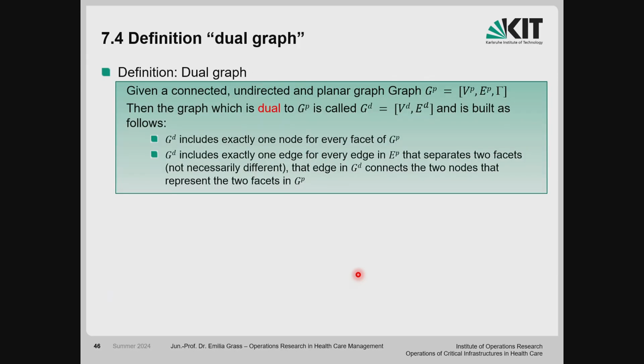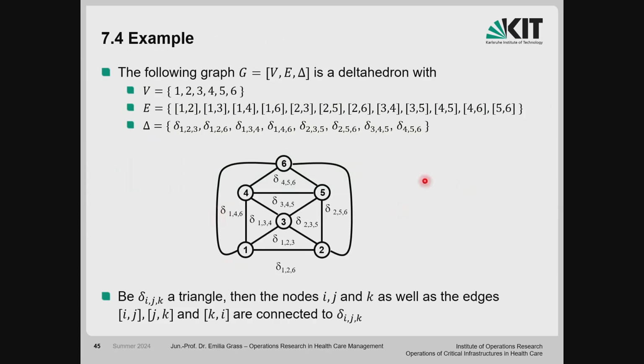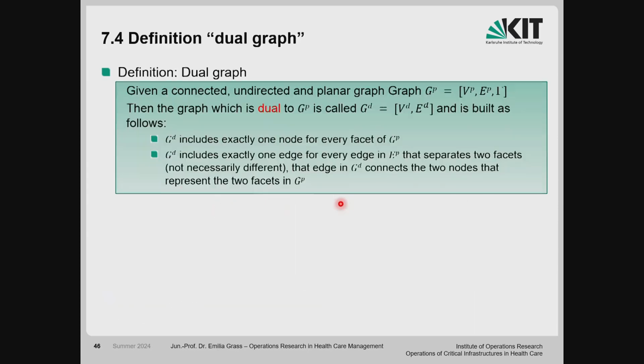Okay, what is a dual graph? So let's assume we have this graph here, consisting of our nodes, edges, and also triangles. And then we have a dual. This is called the dual graph, with a D, with nodes and edges, which is built as follows. So the dual one includes exactly one node for every facet.